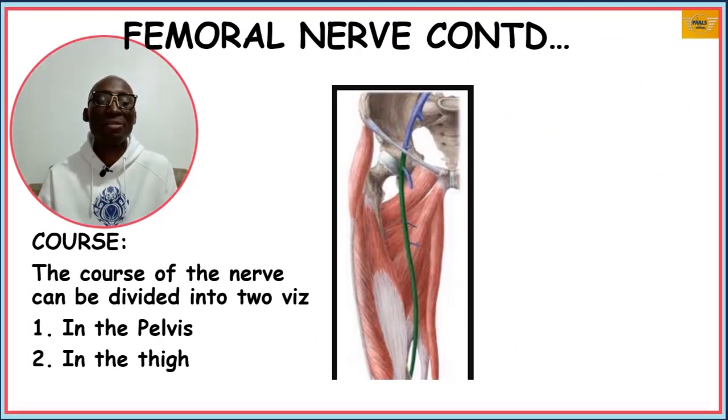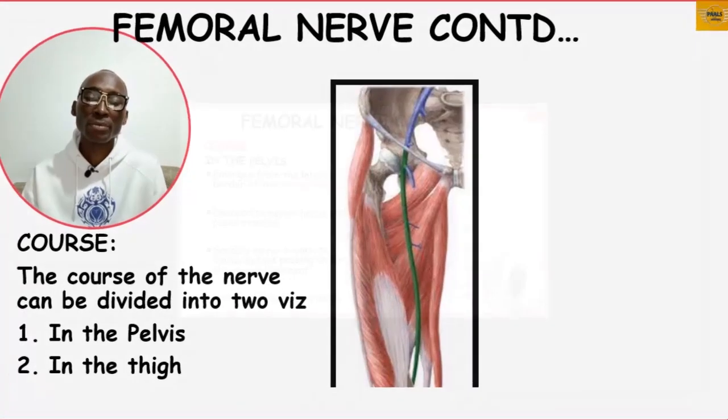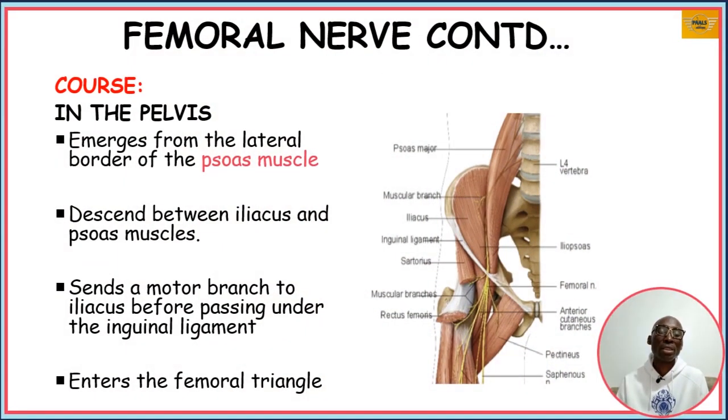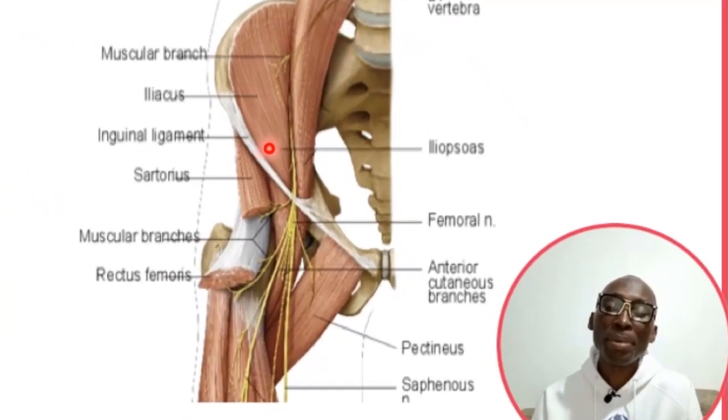This nerve has two parts. We see the part of the nerve within the pelvis, that's this blue colored part, and also the part of the nerve within the thigh, this green colored part. Now, the femoral nerve in the pelvis will be seen emerging from the lateral border of the psoas major. Here is the pelvic cavity, and here is the psoas major, and we'll be seeing the femoral nerve emerging from the lateral border of the psoas major, and this is the femoral nerve.